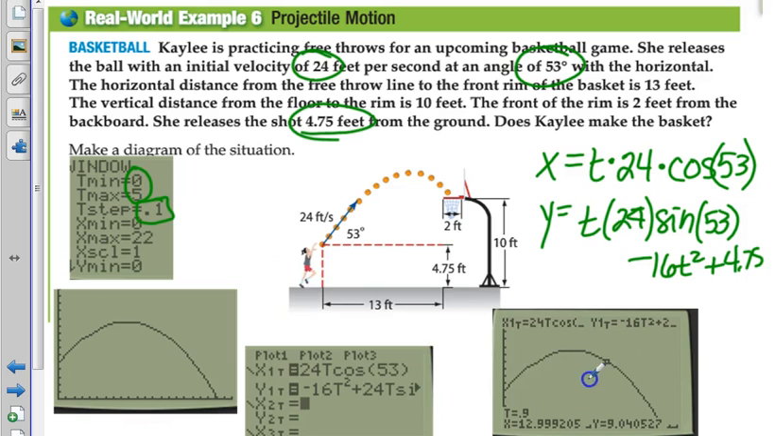Anyway, then it said, does she make the basket? Well, the rim is 10 feet up, but it's 13 away from her. So I traced out till I was 13 feet away from her. You see down here, 12.999? When it was 13 feet away from her, it was 9 feet in the air. If the rim is at 10 and her basketball's at 9, she got an air shot, right? She didn't even hit the rim. Air ball, yes.